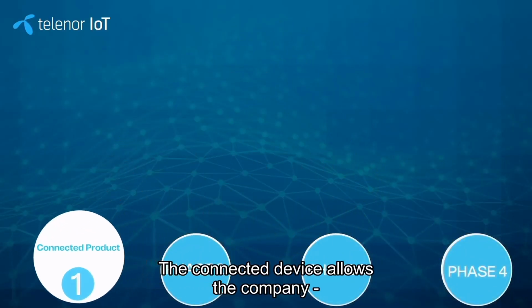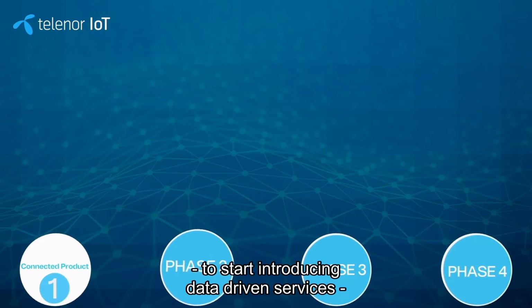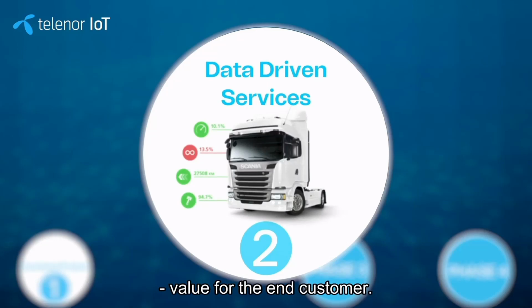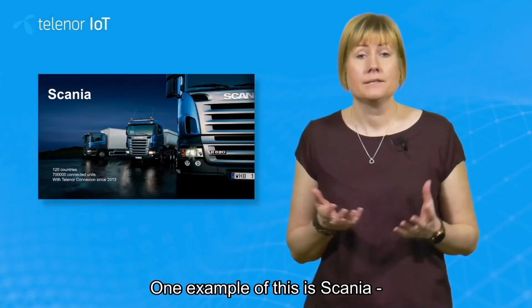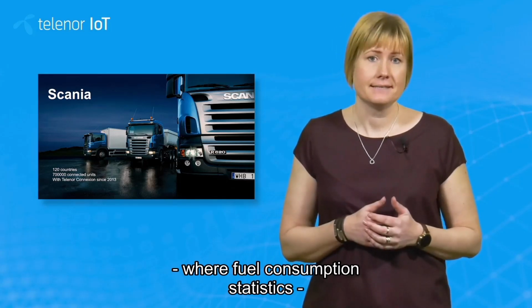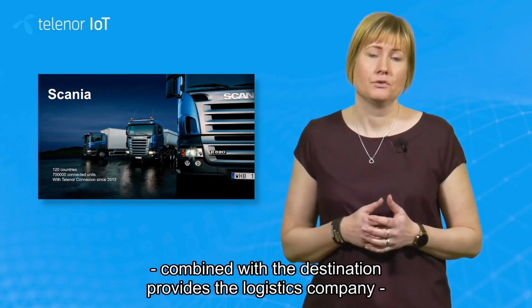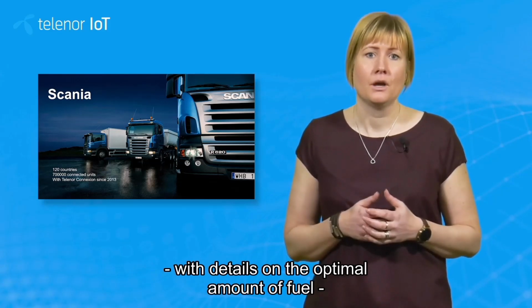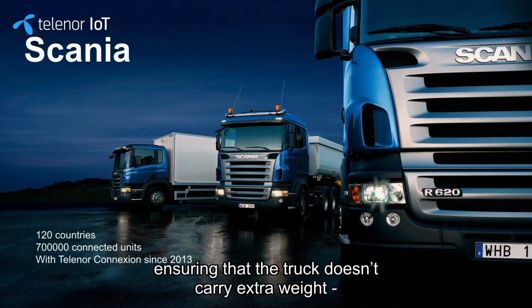The connected device allows the company to start introducing data-driven services, where the collected data from each device is used to create value for the end customer. One example of this is Scania, where fuel consumption statistics combined with a destination provides the logistics company with details on optimal amount of fuel for each delivery, ensuring that the truck doesn't carry extra weight if it's not needed.